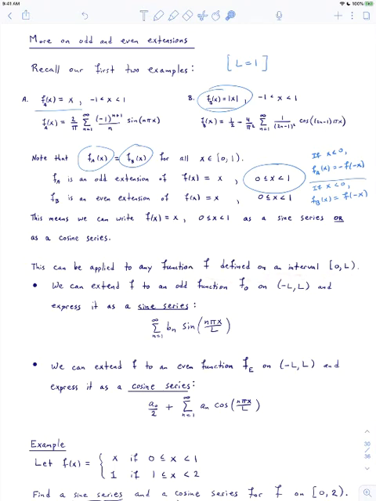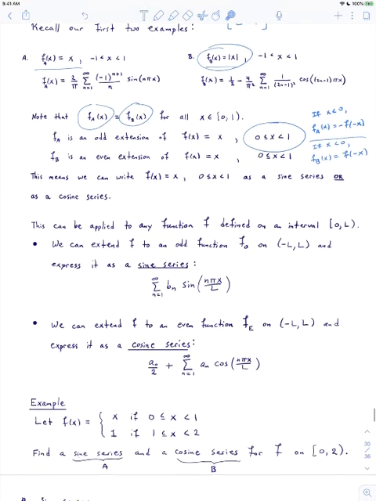We extend it to a new function f sub o or f sub e, and those functions are defined from minus L to L. But in the end, we're only looking at f, which is defined for positive x values. Maybe it represents time, for example. And so then you just restrict your attention back to that interval. So you briefly extend your interest to minus L to L, just so that way you can create the sine series or cosine series. But in the end, you just say, okay, well, the only x's that I'm going to put in there are from my original interval from 0 to L.